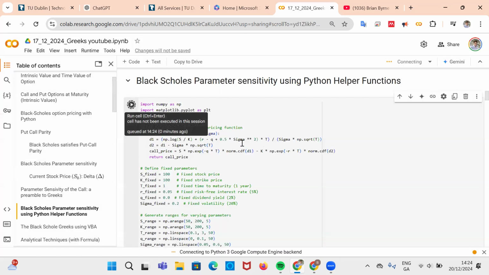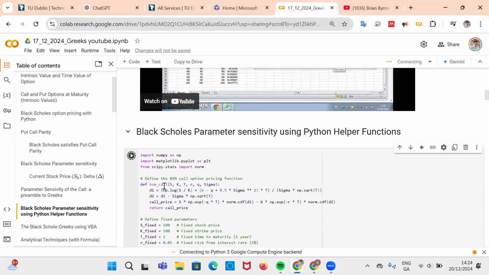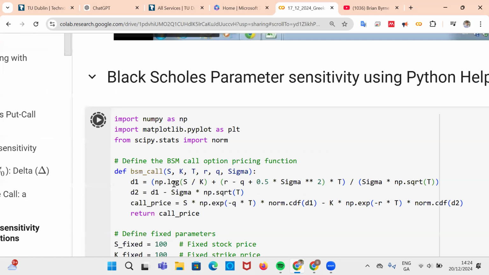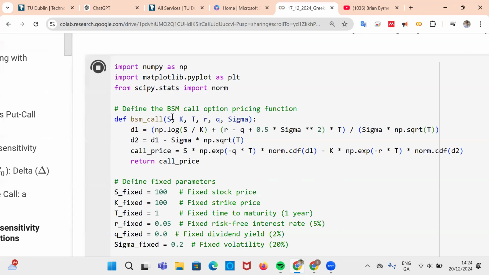And essentially, I've isolated, if you like, the Black-Scholes call model, and we're going to interrogate that model in terms of changing each of the parameters and observing directly the effect of that on the value of the option. So initially here, in terms of our libraries, we bring in NumPy as a mathematical library, some statistical functions from SciPy stats, and Matplotlib for graphing.